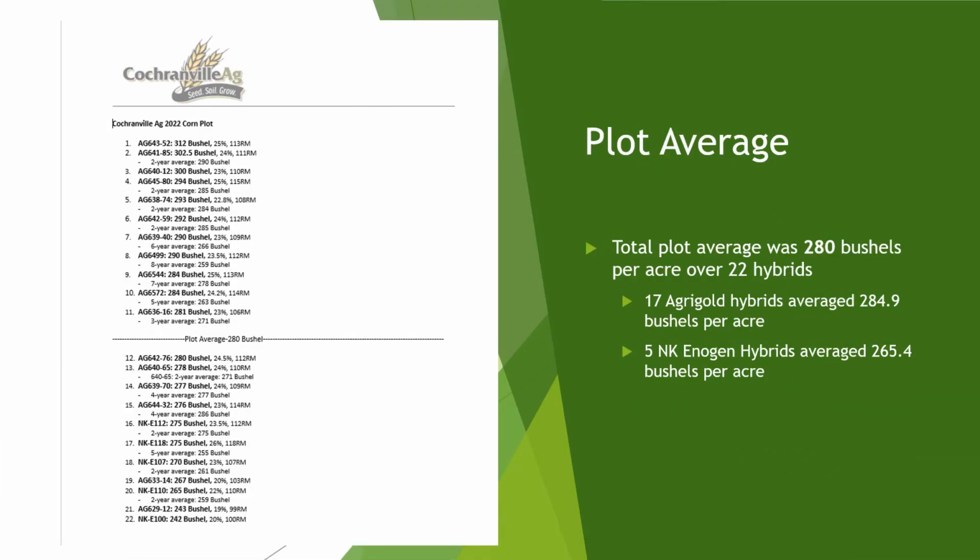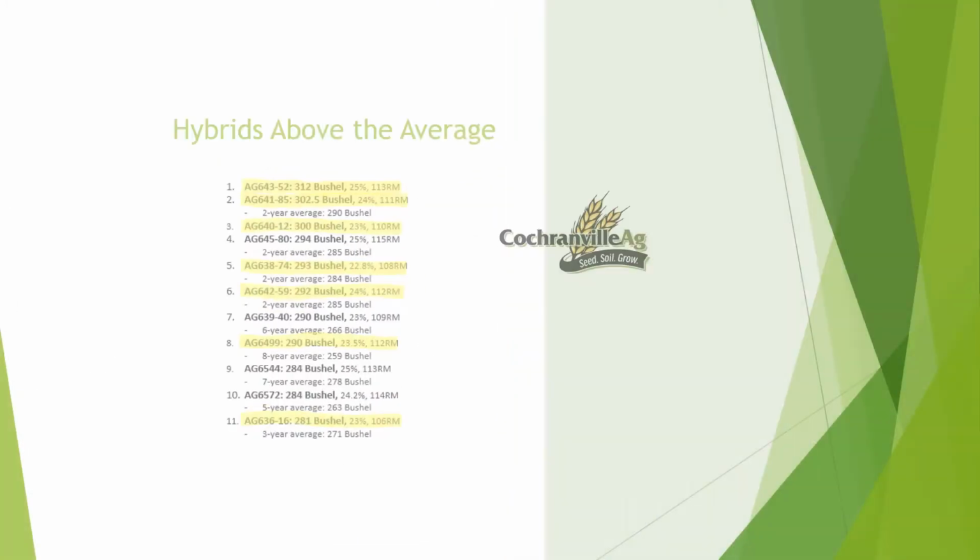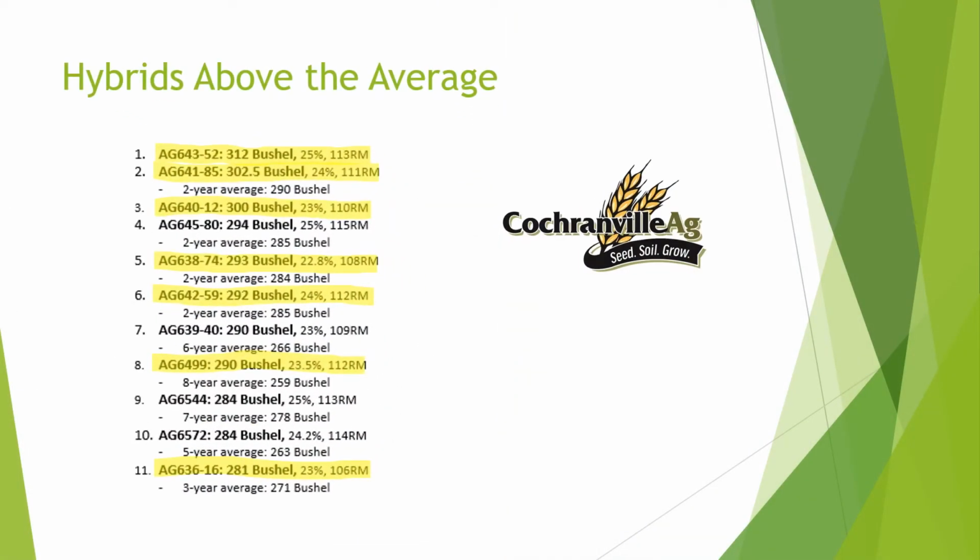Now into the actual plot data. Actually, let me back up a little bit. So I mentioned about the plot average being 280 bushel. Another thing that I always look at on these plots is I separate out the hybrids and what's above plot average and what's below. So as you can see here on this page, we averaged 280 bushel on 22 hybrids. 17 of those are from AgriGold at 284.9, and then 5 of them were Enogen hybrids at 265.4. So there's 7 hybrids here that I want to feature that were above average.